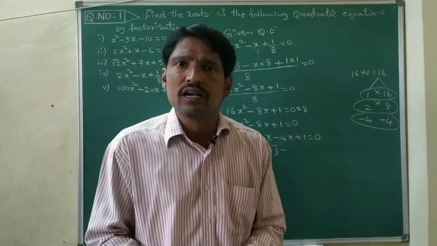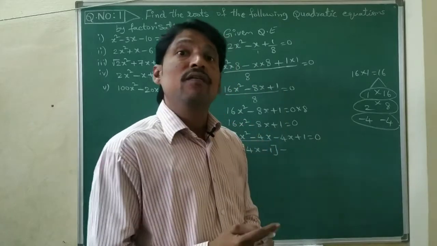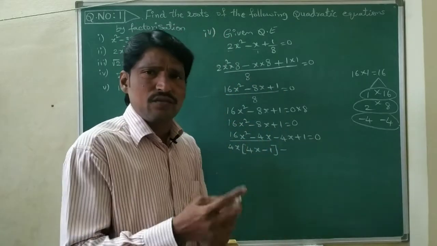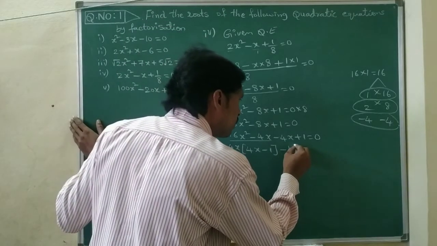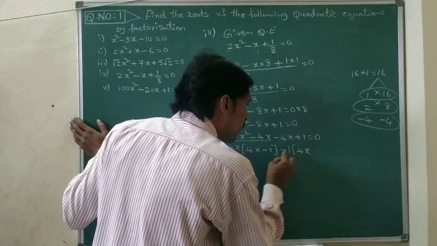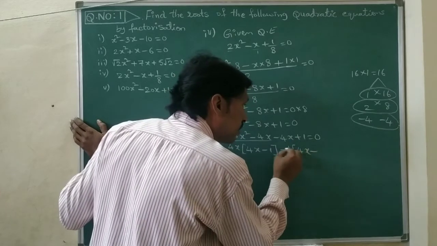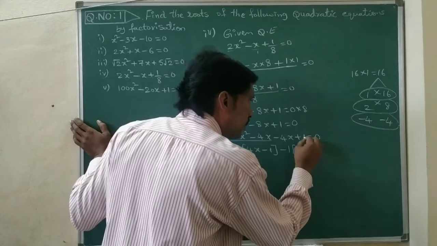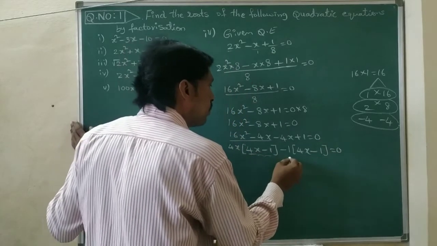Which one do we need to take as common? Nothing is common, which means we can take 1 as common. One times we are getting 4x, one times we are getting 1. So 1 we have to take as common. 4x, here we need plus. How are we getting it? Minus into minus is plus. Here 1 as it is, equal to 0.